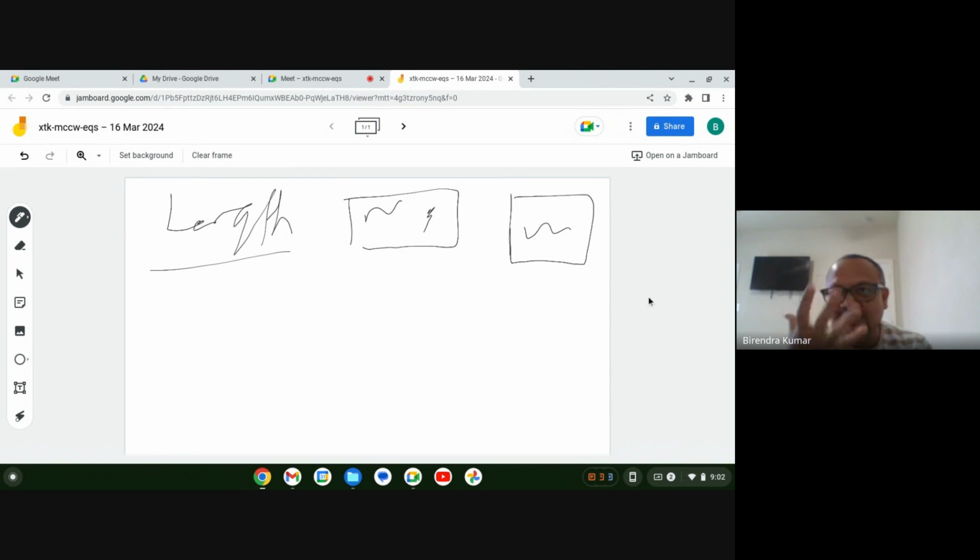Now, if you look at anything which is heavier, that means the weight is more. If something looks very big, the volume is more. And there could be things which look big but are very light, like a balloon.